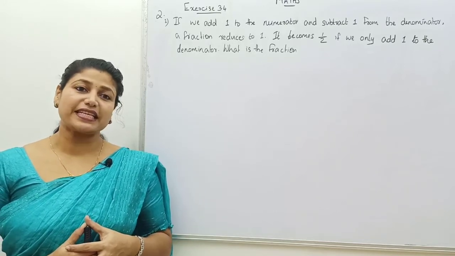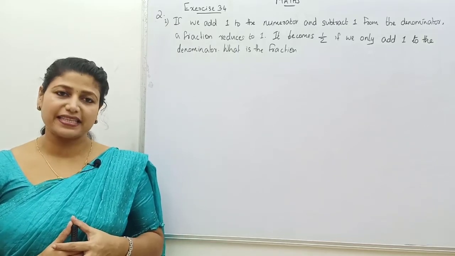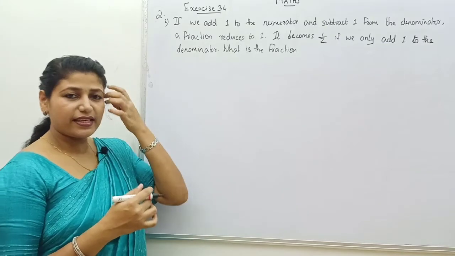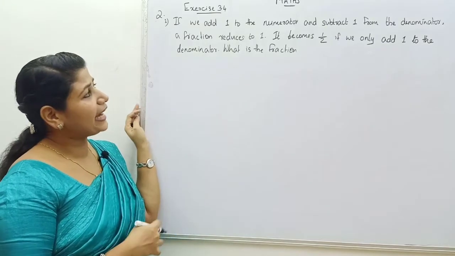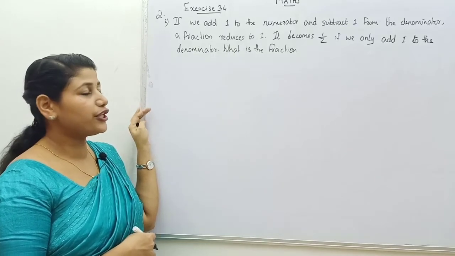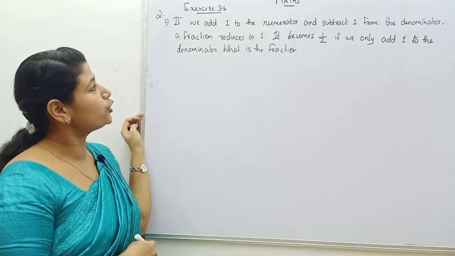Today we are going to discuss exercise 3.4. In the last class also we were discussing the same exercise. So let's move on to the exercise. First question: if we add 1 to the numerator and subtract 1 from the denominator, a fraction reduces to 1. It becomes 1 by 2 if we only add 1 to the denominator.